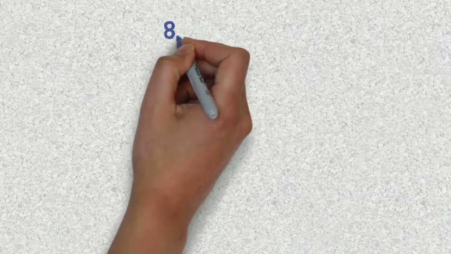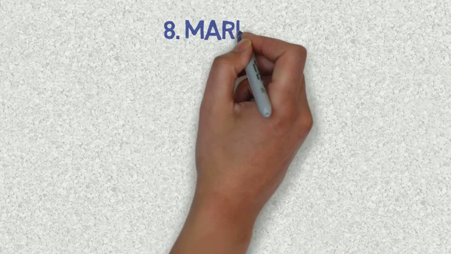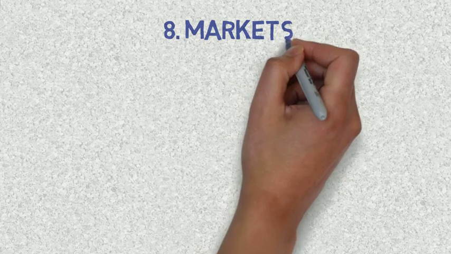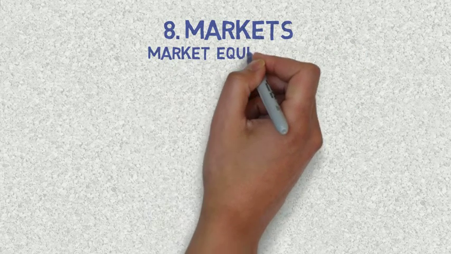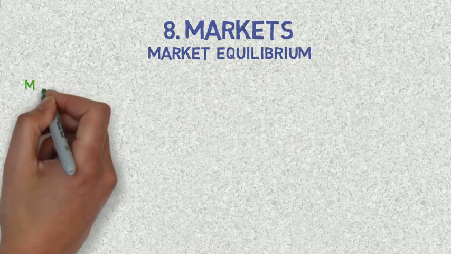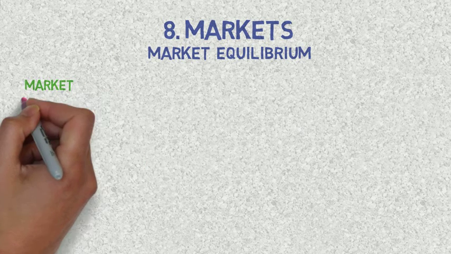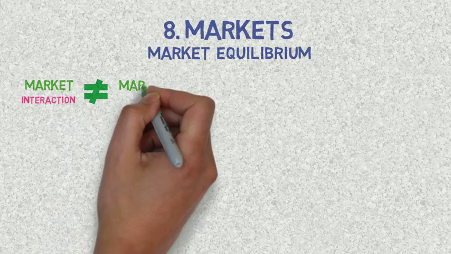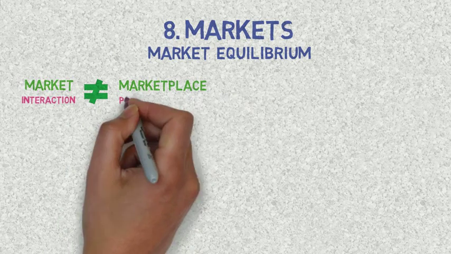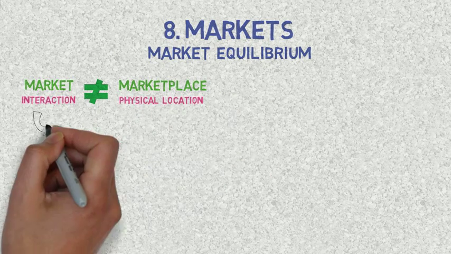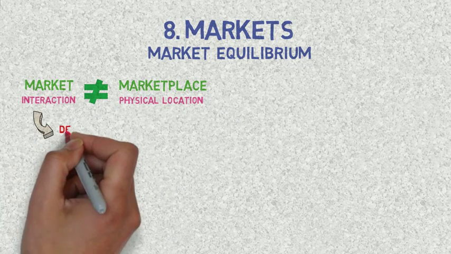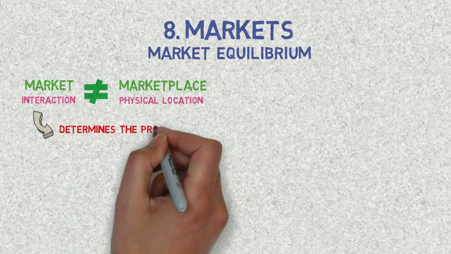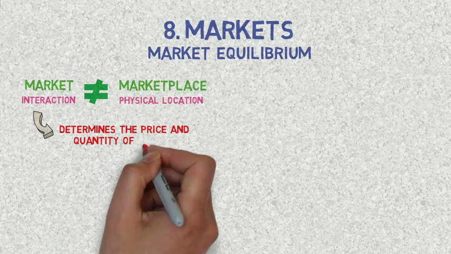It is now time to talk about markets and how their equilibrium points change. It is important to know the difference between a market and a marketplace. The word market refers to the interaction between buyers and sellers. The word marketplace refers to the physical location where buyers and sellers meet to trade goods. It is the interaction between sellers and buyers that determines the price of a good, and the quantity of a good that changes hands.